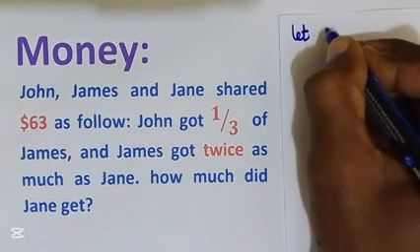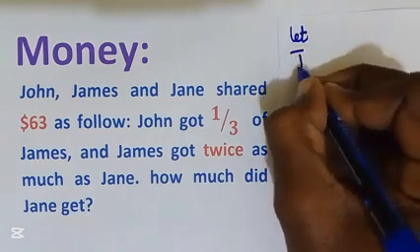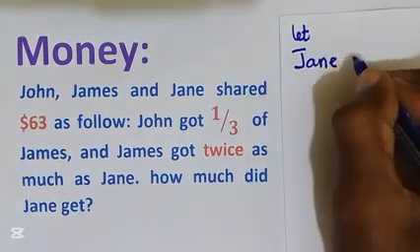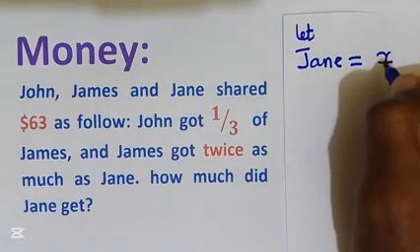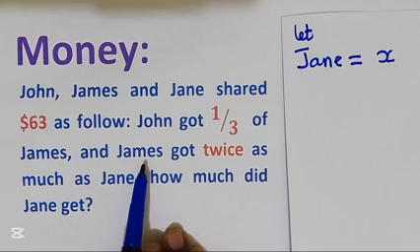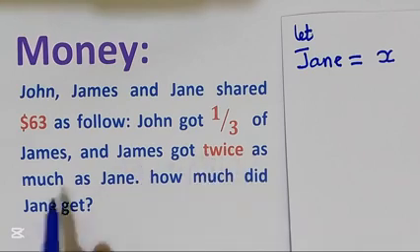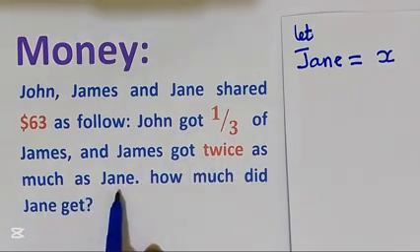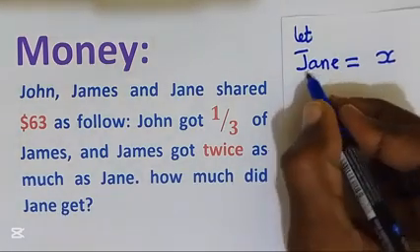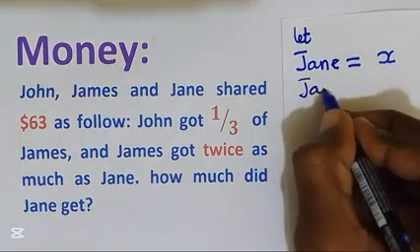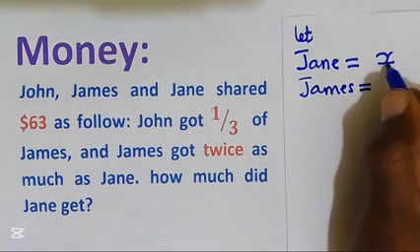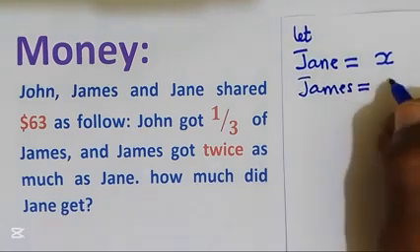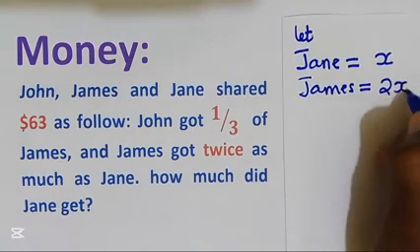Let the amount that Jenny got be equal to x. But what they said here is, James got twice as much as Jenny. This means James got twice of Jenny. This means 2x.